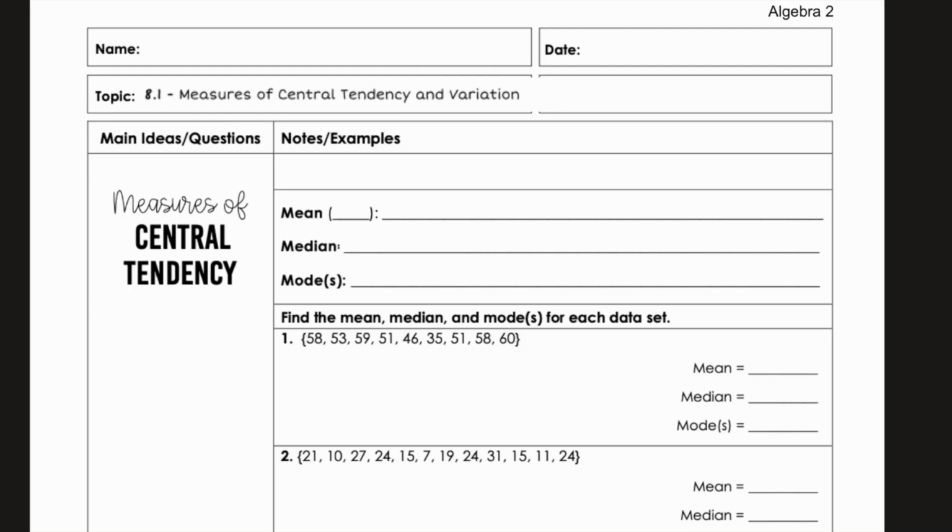Welcome everybody to Algebra 2, Section 8.1, Measures of Central Tendency and Variation. So let's define that, measures of central tendency. It is a value that describes the center/middle of data.